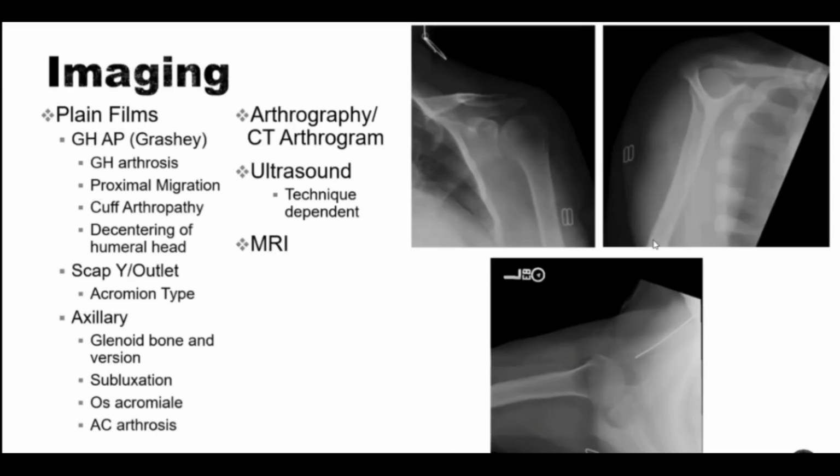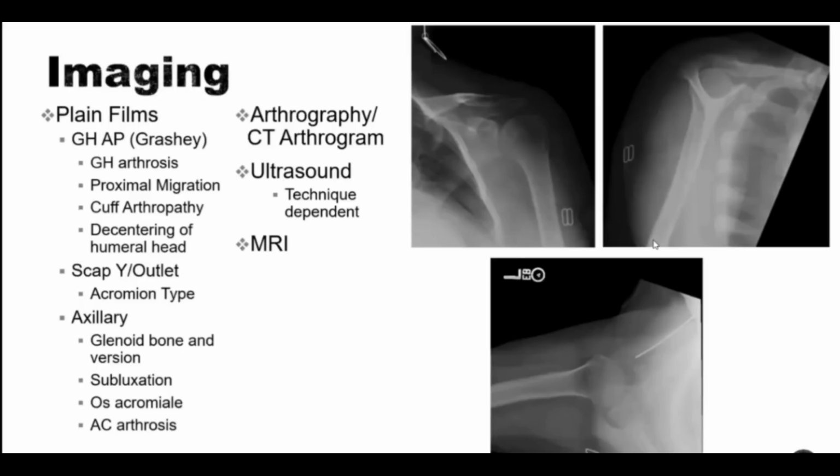Yep. Other types of imaging, you can get a CT arthrogram. We don't usually get that. The main reason we would do that is if there's some reason that a patient cannot get an MRI. And then ultrasound is definitely something that can be used as well. It's technique and operator dependent, but can be very helpful if you yourself are trained to do this, or if you have someone in your clinic or group that is skilled at doing it.